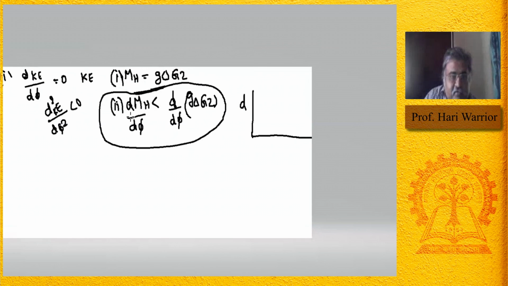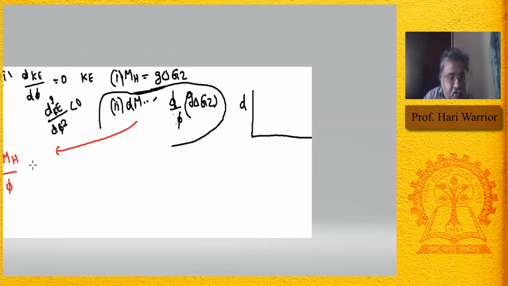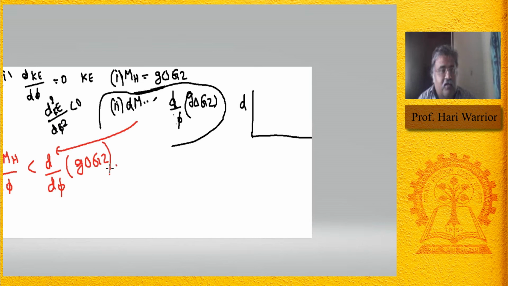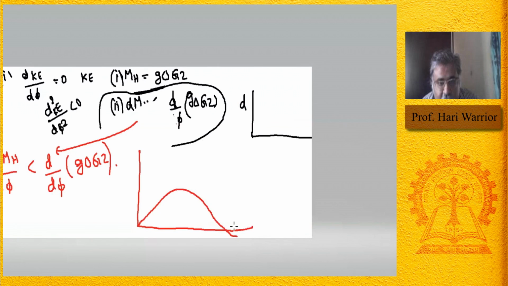Now, remember the figure. So this condition, which is that dMH by d phi should be less than d by d phi of G delta Gz. Now what does this mean? This is your statical stability curve. This is phi and this is delta Gz. And this is your heeling arm curve.